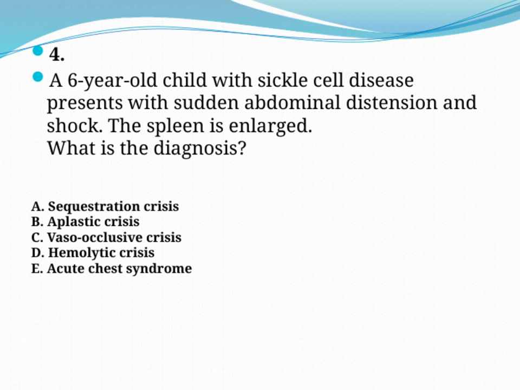Understanding this helps us connect to the broader theme of sickle cell crises, which include various types like aplastic, vaso-occlusive, hemolytic, and acute chest syndrome. But in this particular case, the key is the sudden spleen enlargement coupled with shock, pointing us toward sequestration crisis. Always remember, early diagnosis and intervention are crucial to prevent severe outcomes in such scenarios.